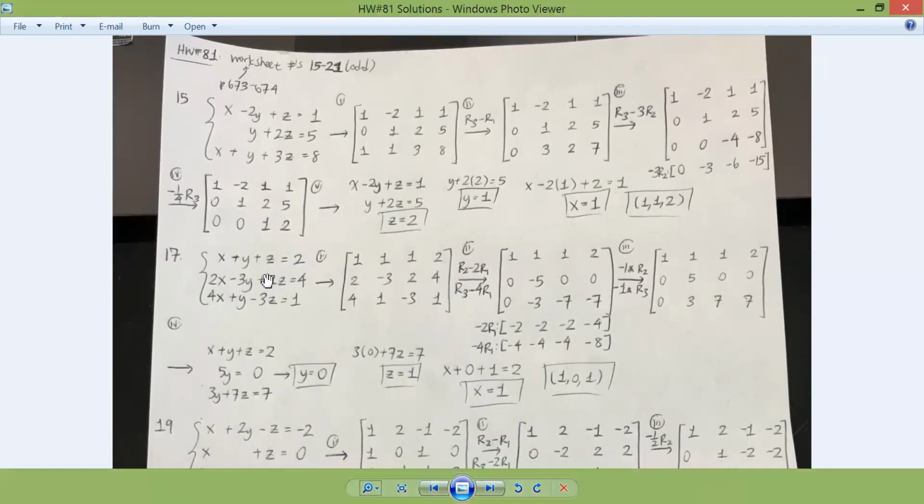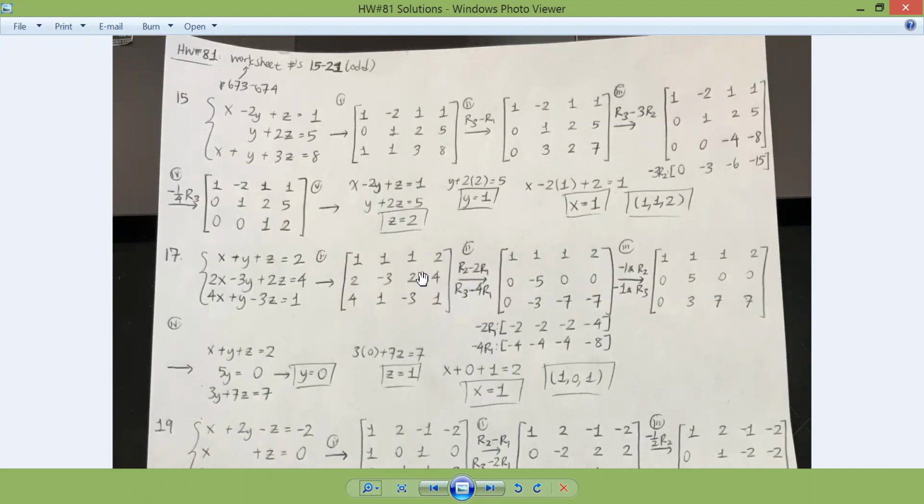All right, really quickly for 17, we have x plus y plus z equals 2, 2x minus 3y plus 2z equals 4, 4x plus y minus 3z is 1. You write the coefficients, right? 1, 1, 1, 2, 2, negative 3, 2, 4, 4, 1, negative 3, 1. And so again, we want zeros here and below the 1. So I'm going to do R2 minus 2R1 and R3 minus 4R1, right? Negative 2R1 is, so you multiply the first row by negative 2, you get negative 2, negative 2, negative 2, negative 4. Negative 4R1 is negative 4, negative 4, negative 4, negative 8. And then you're going to add that to their respective rows, right?